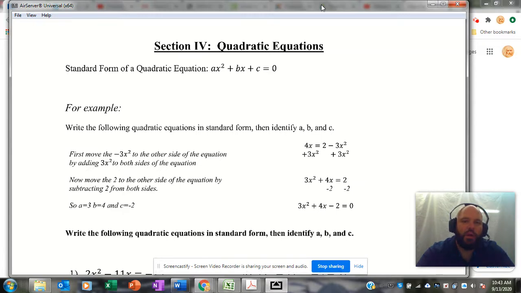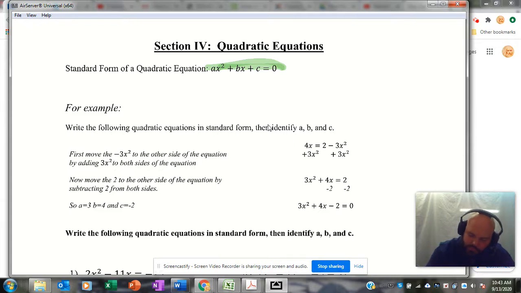What I'm going to talk about today in the first part of section four is what the standard form of a quadratic equation is first. So let's start with that. As you can see right up here, it says the standard form of a quadratic equation is ax squared plus bx plus c equals 0.